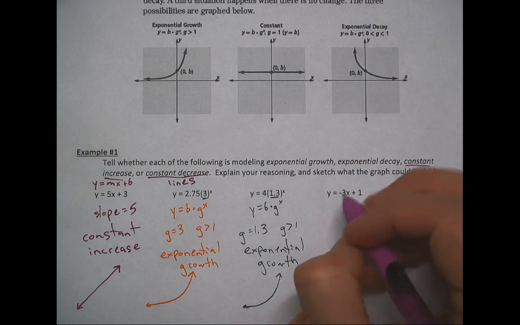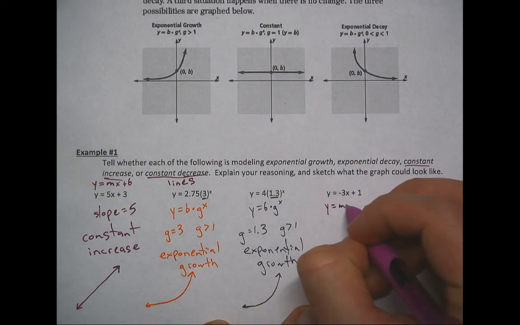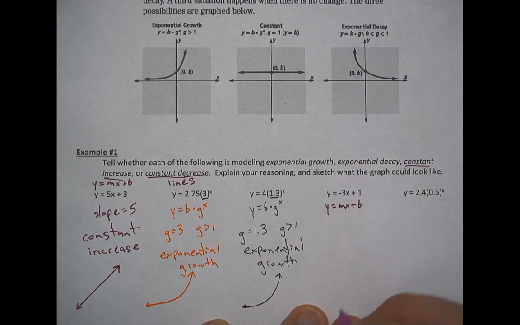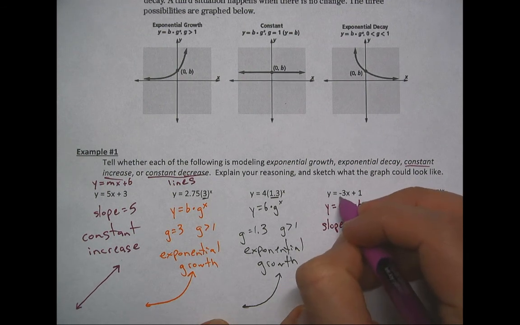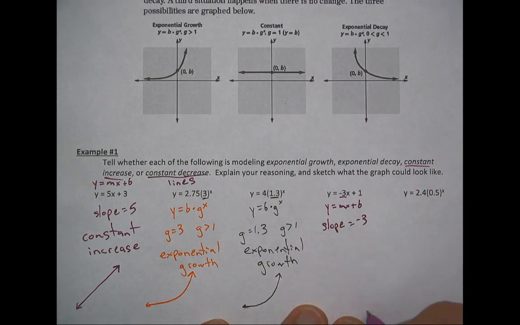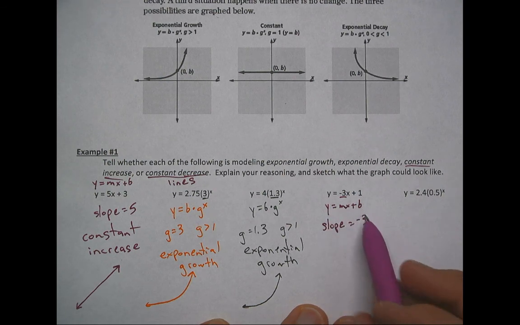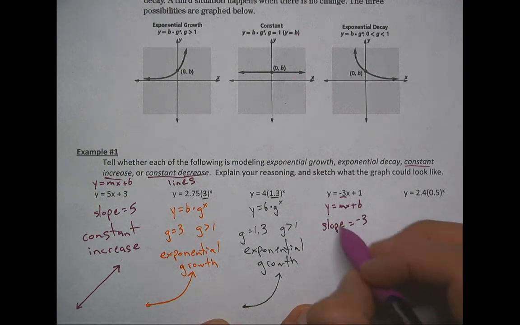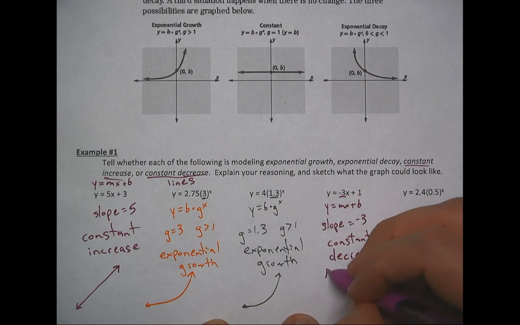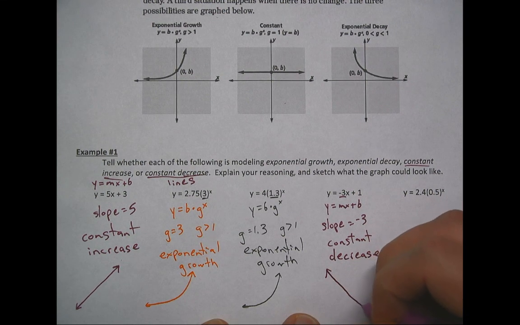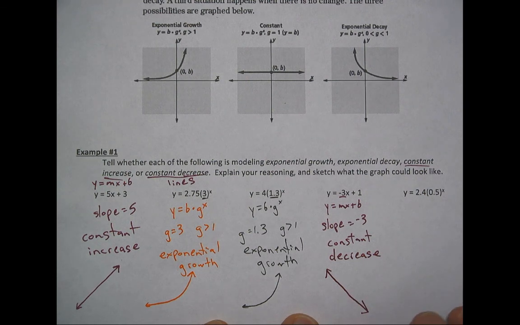Okay, we come to the third one. This is in y equals mx plus b form. That's a straight line. We can identify the slope. It's right here, -3. So first of all, if it's a line, it's going to have a constant increase or decrease. And if the slope is negative, this is a constant decrease. It's going down, but it is constant. So on the graph, this is a straight line. It's not curved, going down.